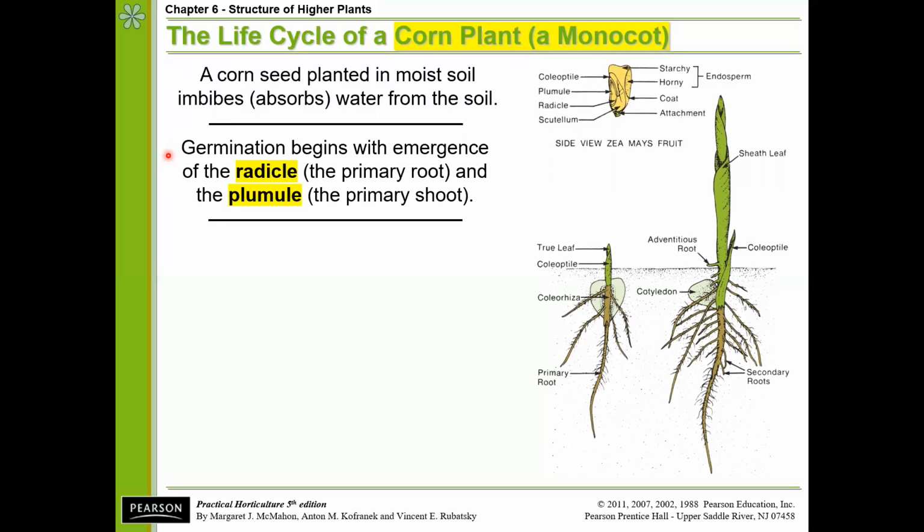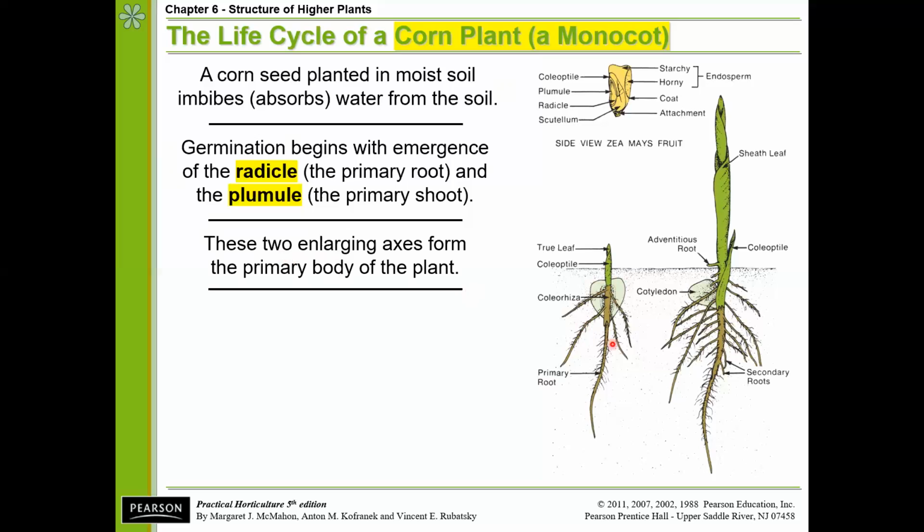And really, we look at germination as the emergence of two parts: the radicle, which is the primary root below ground, and the plumule, which is the primary shoot above ground. And we look at that as the first cotyledon, and why it's called a monocot, for what's shooting up above ground. They're going in opposite directions. The radicle emerges first, and then the plumule emerges, and we actually see the plant growing above ground.